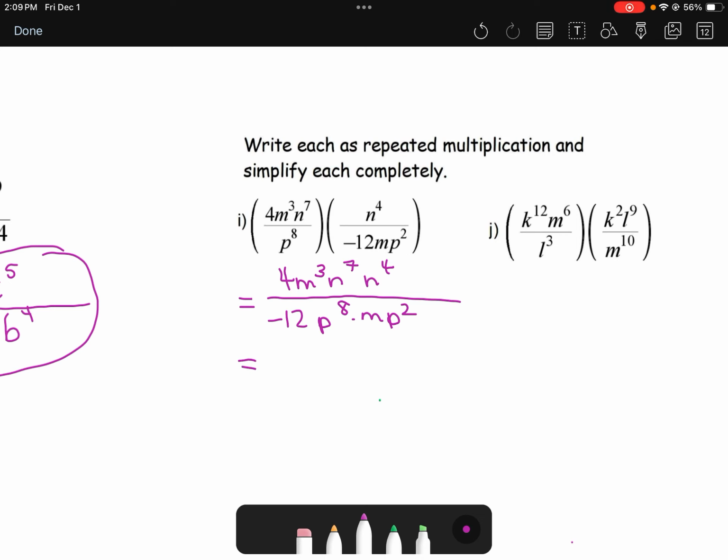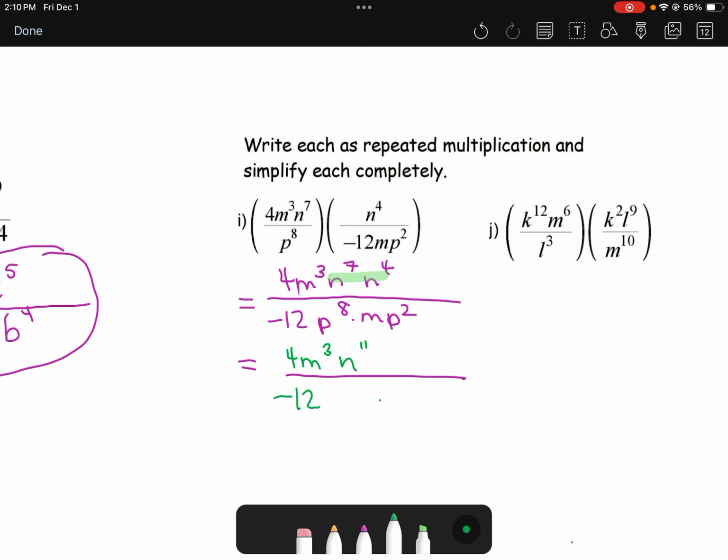Now again, I'm going to look. On the top I see these n's to simplify, so I'm going to go ahead and do that. I don't have anything else to do on top, so I'm just bringing it down. n to the 7th times n to the 4th is n to the 11th.